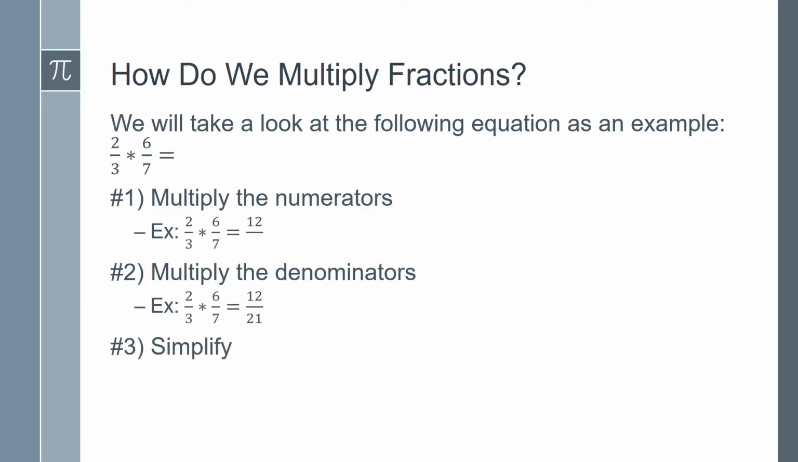Finally, we need to simplify. Both 12 and 21 are divisible by 3. If we divide the numerator by 3 and the denominator by 3, we find that the answer is 4/7.